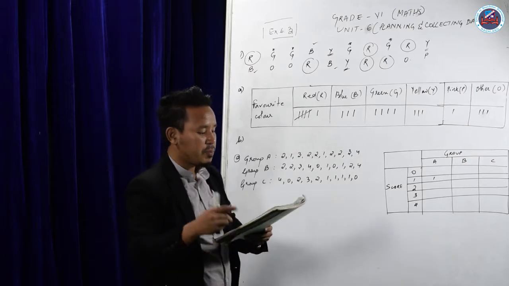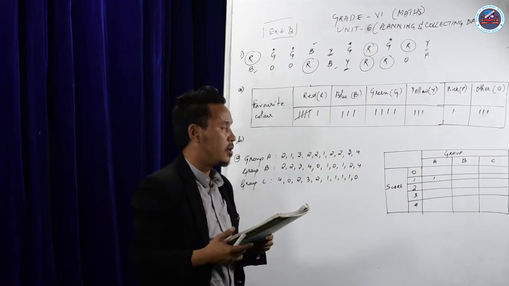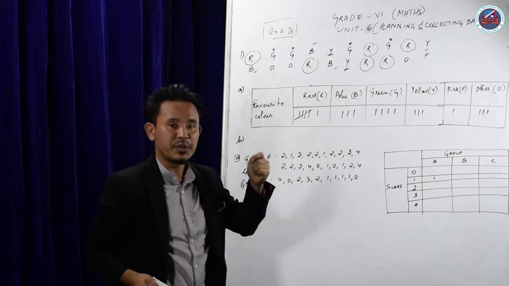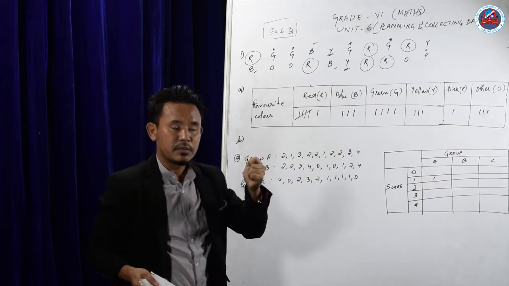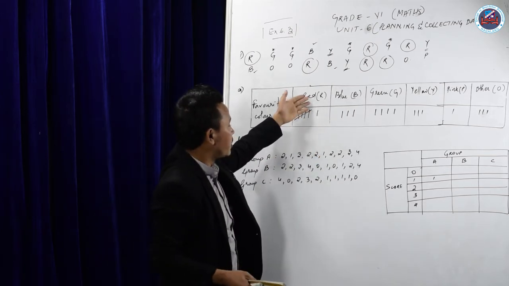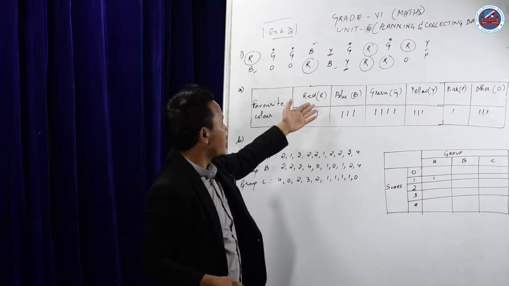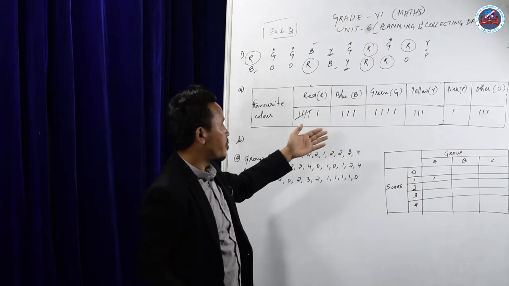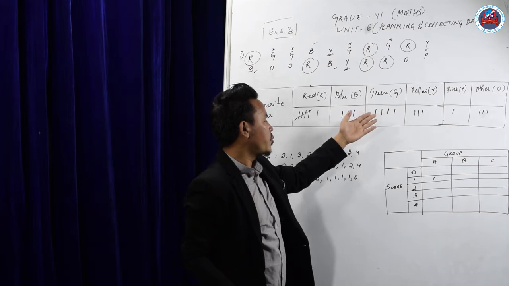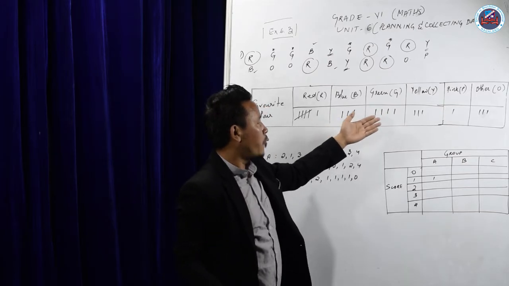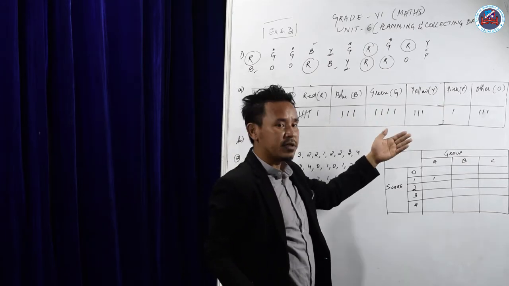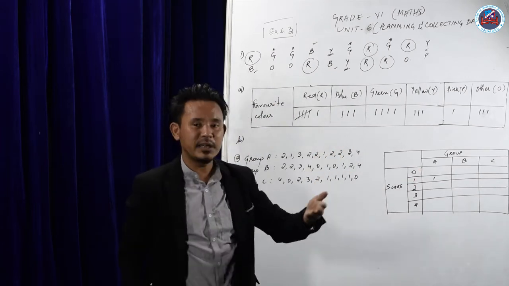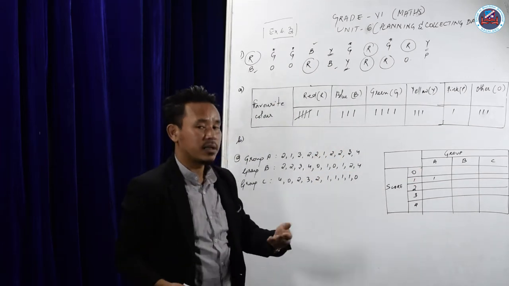Now, question B: which color was the most popular? As you can see here, the number of students who prefer each color: in red, the number of students is 6. In blue we have 3, green 4 students, yellow 3 students, 1 student prefers pink, and then 3 prefer other colors.